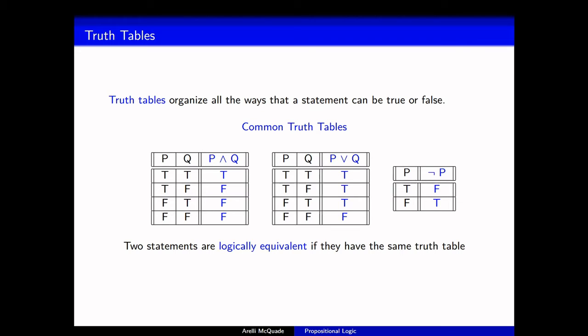And then the last table, we have P, and we can see that negating P just simply reverses the truth value. So if we have P being true, then not P is false, and if P is false, then not P is true. Once again, this is definitionally how logic works.